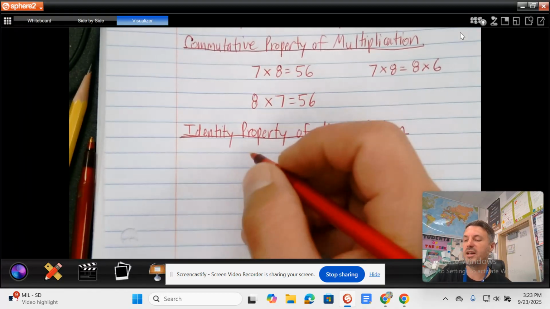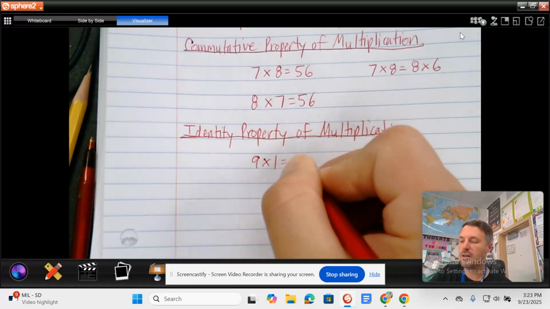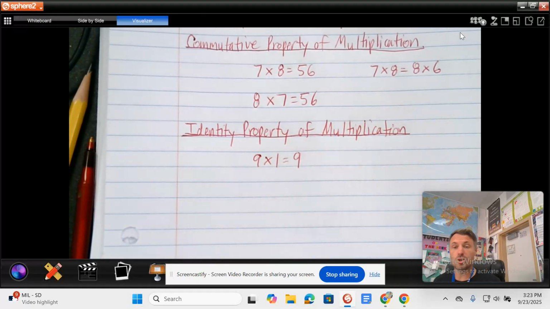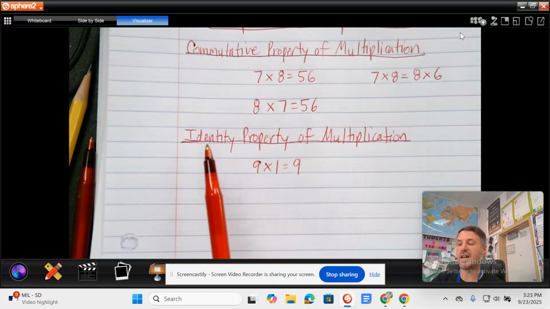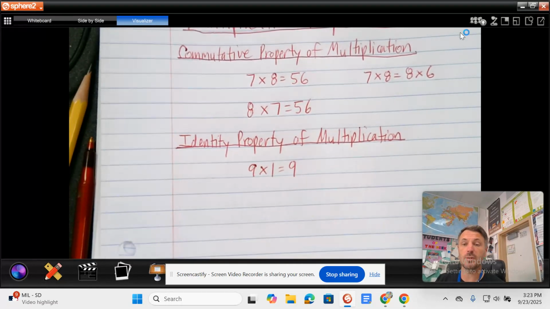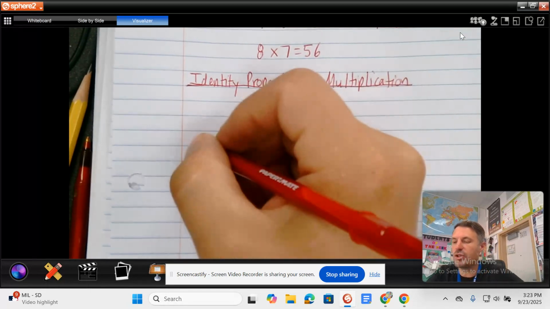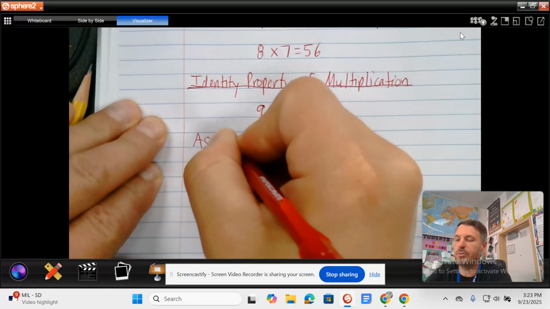So here's an example of the identity property of multiplication. 9 times 1 equals 9. Pretty simple. Anything times 1 equals itself. You probably already knew that, but now you know that's called the identity property of multiplication. So that's what the identity property of multiplication is. Next is the associative property of multiplication.